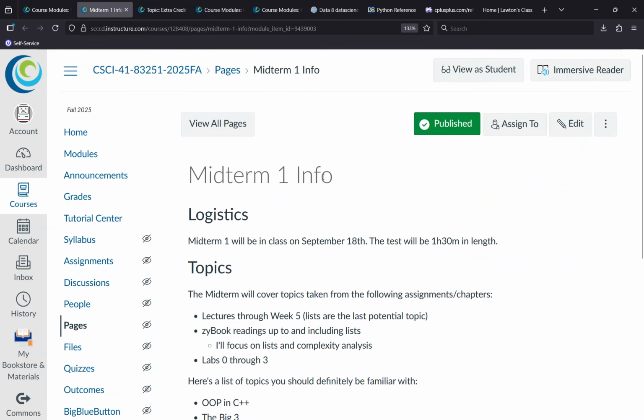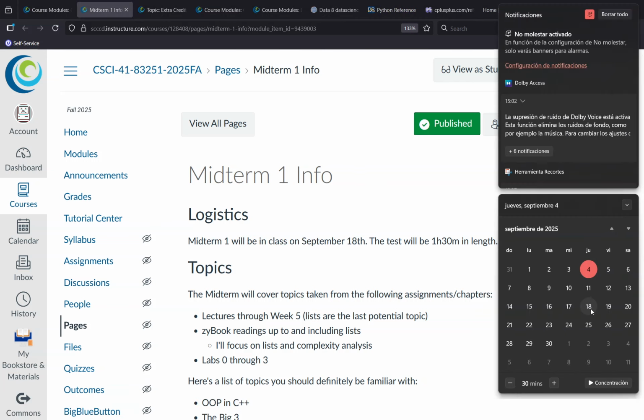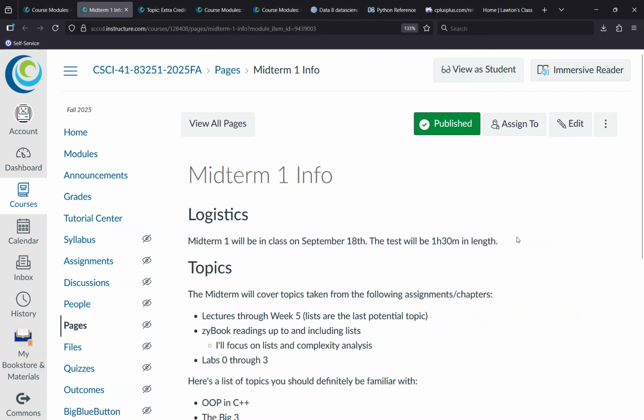Go and read this midterm 1 info page. This is when we're going to have the midterm, as late as we could possibly have it, in week 6. It will be in class at the start of class on the 18th, the Thursday, so two weeks from today. When you click start, a timer will tick down for an hour and a half. I'll have it open for the first hour and 45 minutes of class in case you get here late, but the second you click start, you have an hour and a half. You'll be cut off if you come late though.